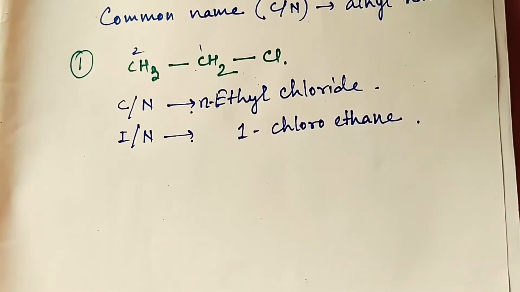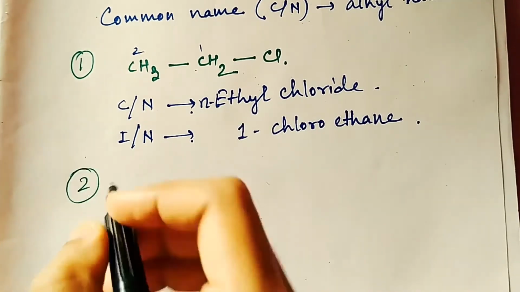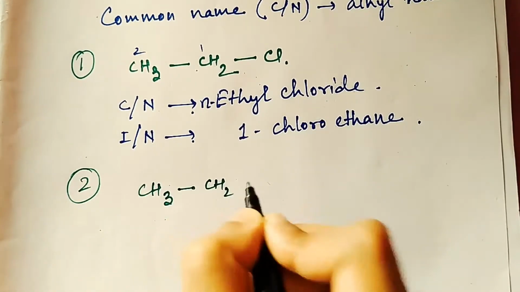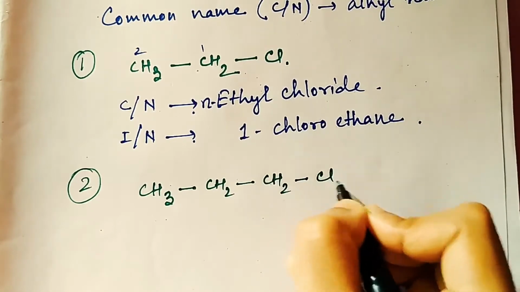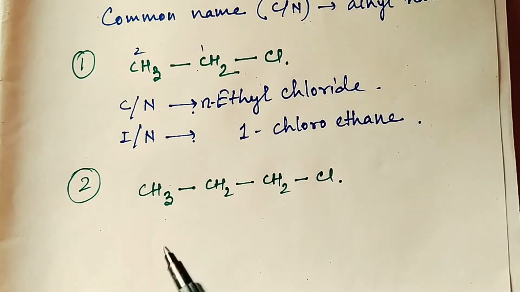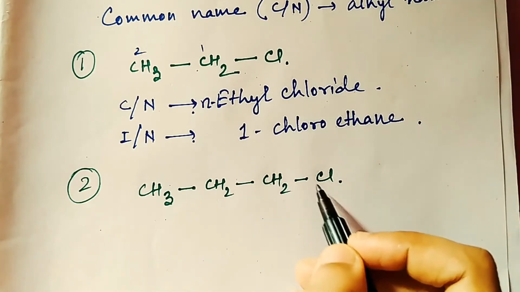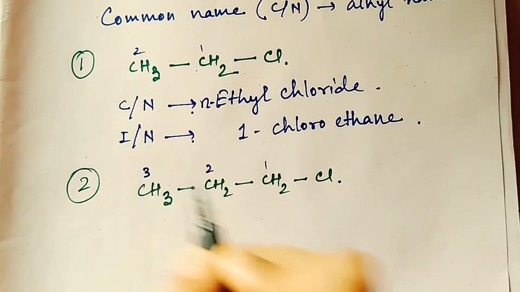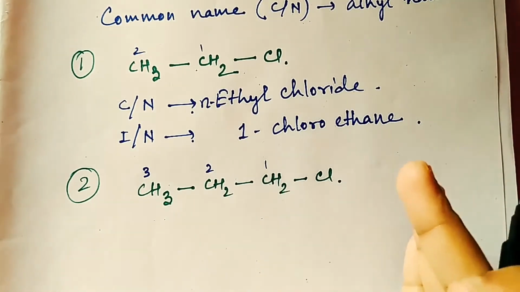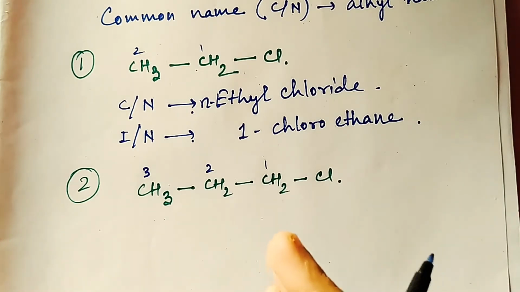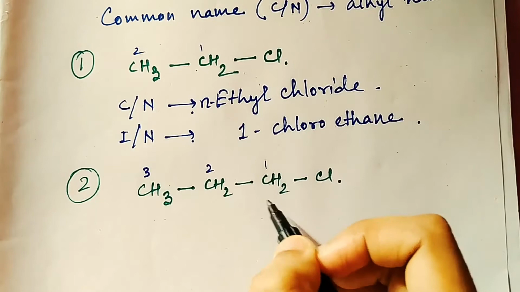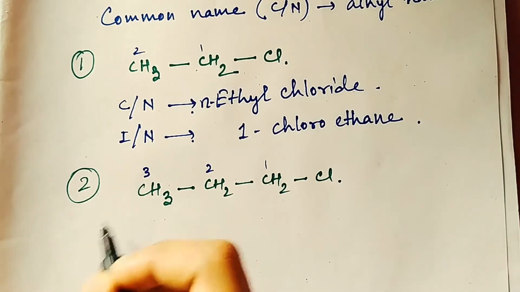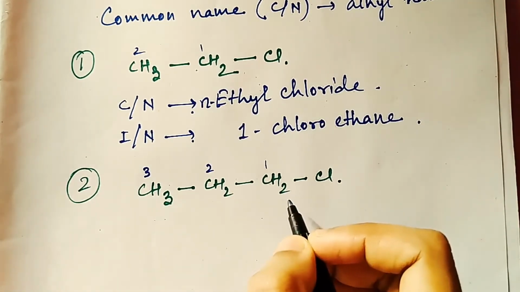Now move to the second example. Suppose CH3 CH2 CH2 Cl. Here this is again a normal chain. This is the halogen part, this is the alkane part. So give the number 1, 2, 3. See, I have started the numbering from the right hand side, not from the left hand side. Why? Because on the right hand side one extra group is present. On this side no functional group is present, but here one functional group is present.